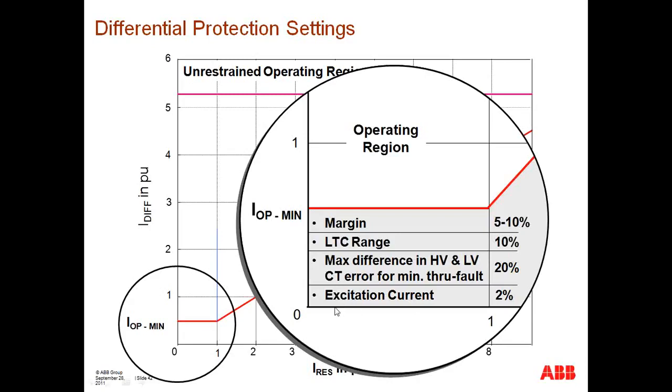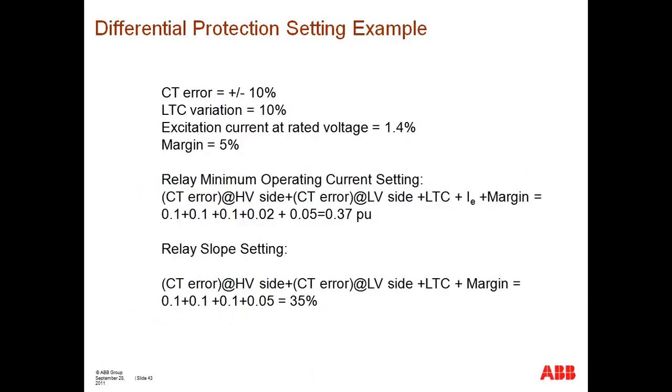So even though, yes, during normal operating conditions your differential current should be 0, you need to take into consideration that you have excitation currents, about 2%. You have errors associated with your CTs. You have errors in your ampere turn calculations because of the load tap changer. And then you should also always take into consideration a margin. So the minimum sensitivity, again, is going to be anywhere between 0.3 to 0.4 per unit. These are just some sample calculations.